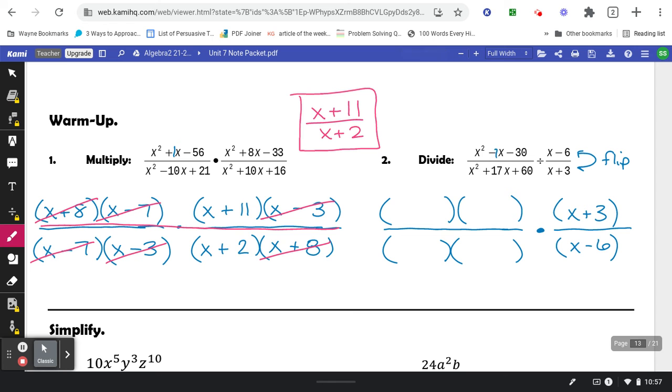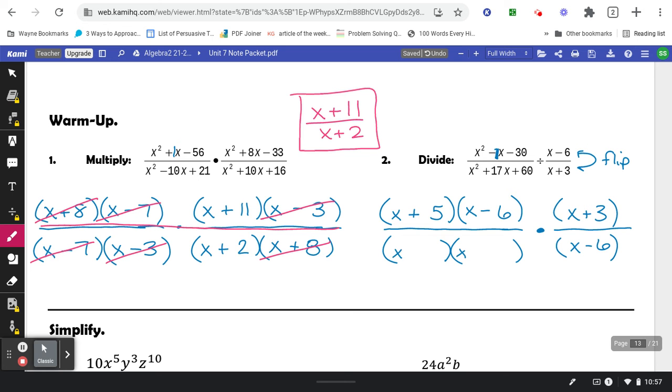Another 1 in front of that x. Numbers that multiply to 30. Let's see, 1 times 30, 2 times 15, 3 times 10, 5 times 6. It's going to have to be the 5 and the 6 pair because we need it to make this 1 right here. And the 6 is going to have to be negative.